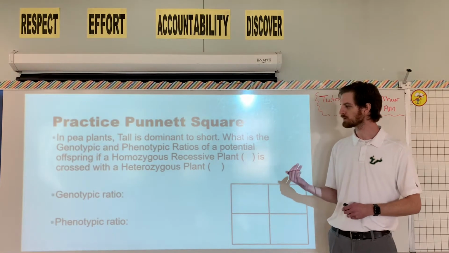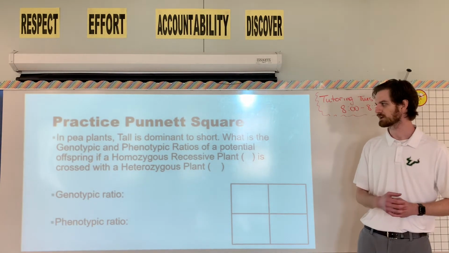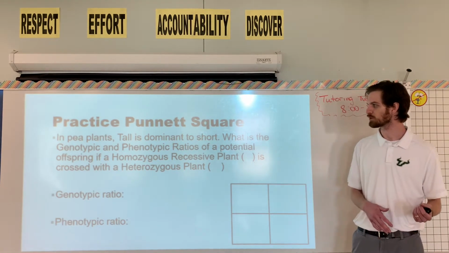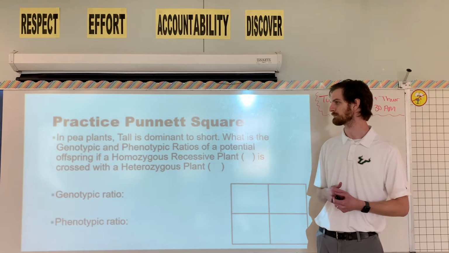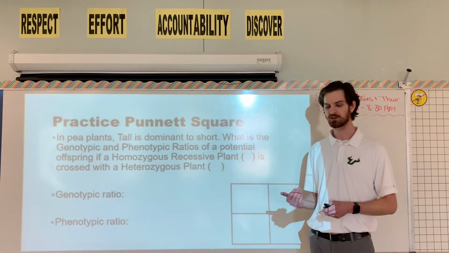All right, so real quick, just a very fast practice problem here, looking at a simple monohybrid cross, just to remind you of how a Punnett square works. If tall is dominant to short, what are the genotypic and phenotypic probabilities of a homozygous recessive plant being crossed with a heterozygous plant?